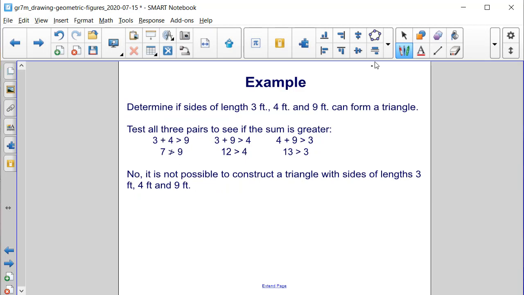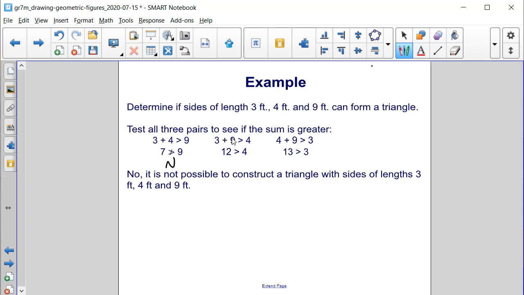Determine if the sides of length 3 feet, 4 feet, and 9 feet can form a triangle. Similar to the last example, we are going to test out all 3 pairs to see if the sum is greater. So we'll start with the first two. 3 feet plus 4 feet, is that greater than 9 feet? Well, 3 plus 4 is 7, which is not greater than 9, so therefore this one is a no.